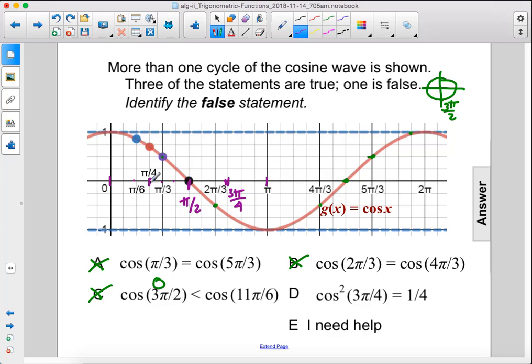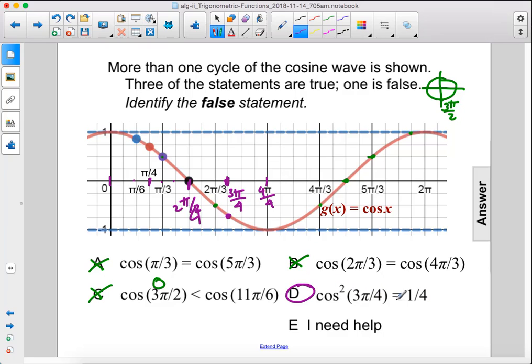So this is 1 pi over 4, this is 2 pi over 4, this is 3 pi over 4, and that is 4 pi over 4. So at this point, the cosine value is almost negative 3/4. Therefore, this is not true.